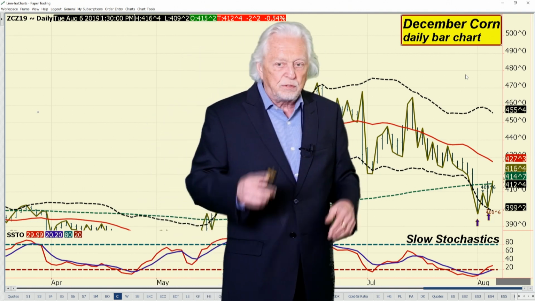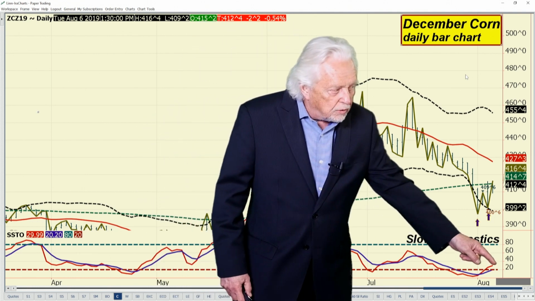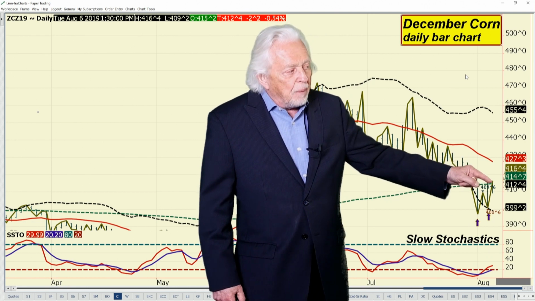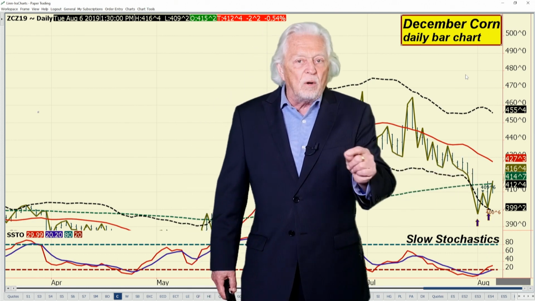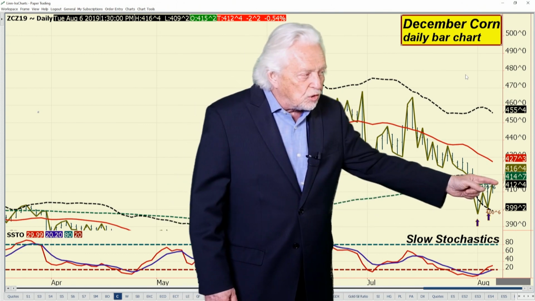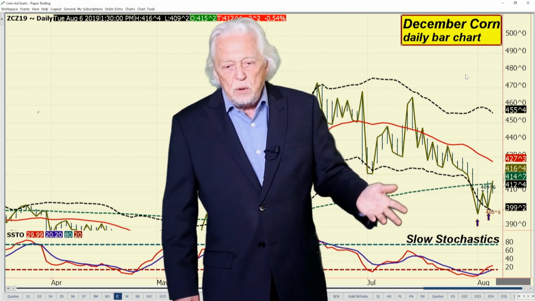The good news for the corn bulls is you've lost the embedded reading. Now, my only goal, and what have I said? When you lose it, the first target is the closest of the main moving averages. So you've hit that number. If you get extension, then the 18-day comes into play, but you have hit the first upside target off this bounce.